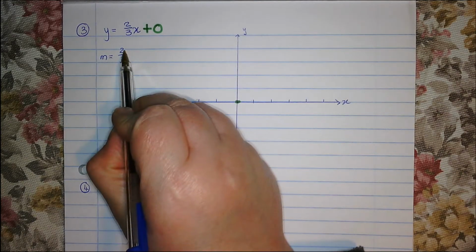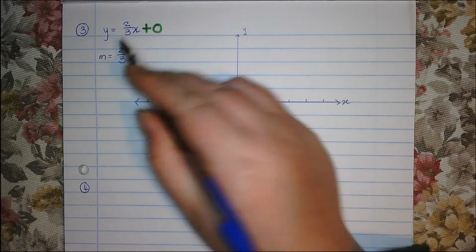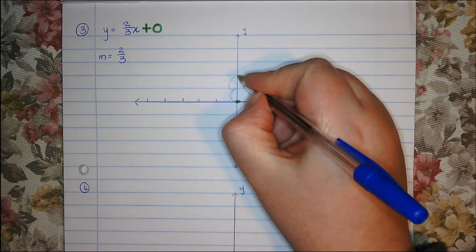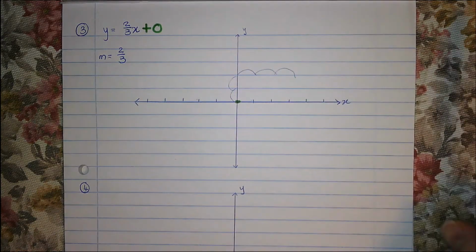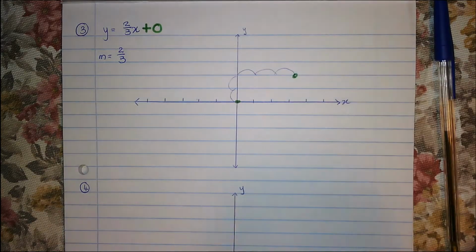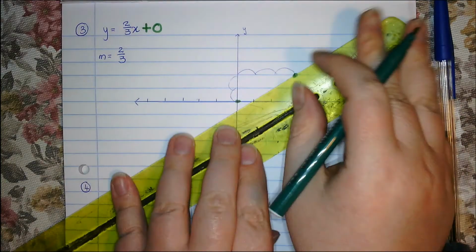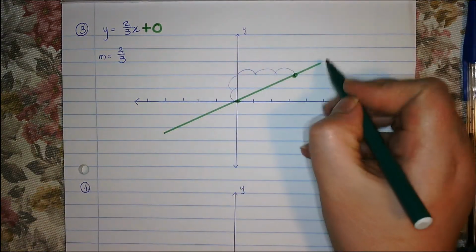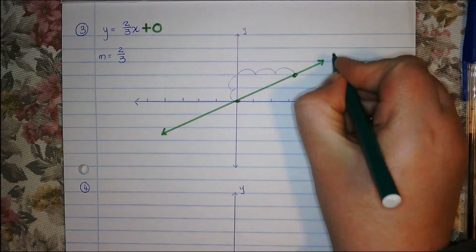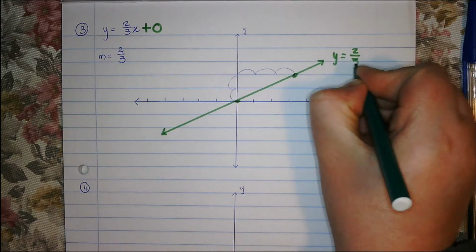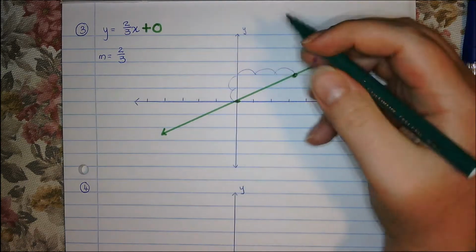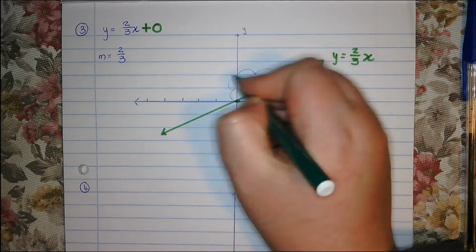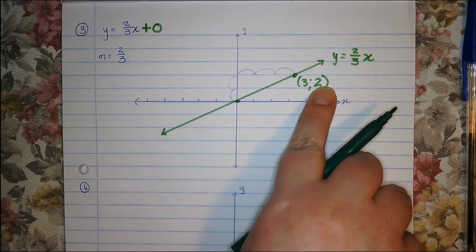The m value is positive, so we're going to be moving up by the numerator, 1, 2, and right by the denominator, 1, 2, 3. Okay. We're going to make our dot there, and we are going to sketch. Again, if you read this off of your graph, you need to label that coordinate that you found. The x value is 3, and the y value is 2. It's always x then y.